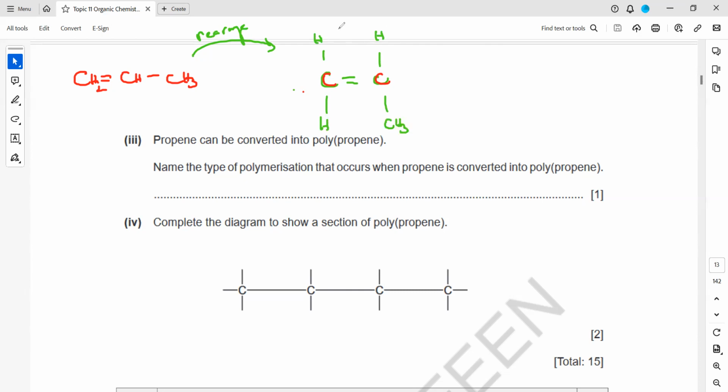So we rearrange the structure, but we have to draw a polymer. So how do we draw a polymer? We draw the same structure.